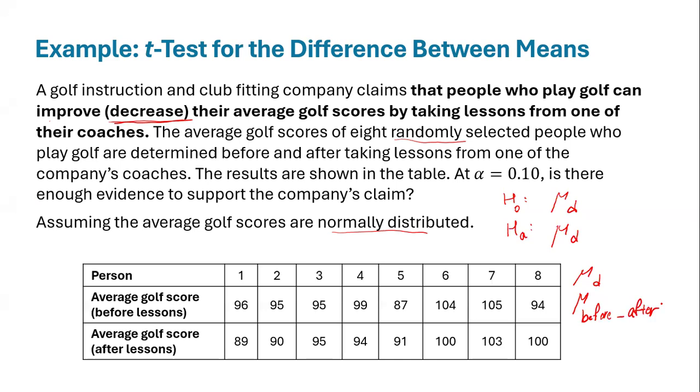In the claim, they expect that the average scores decrease after the lessons, meaning the mean of after must be less than the mean of before. That means the mean of before should be more, because they expect that the average score after taking lessons is less than before. And if you subtract both sides by after, you will see that the mean of before minus after must be greater than 0. It means mu sub d must be greater than 0.